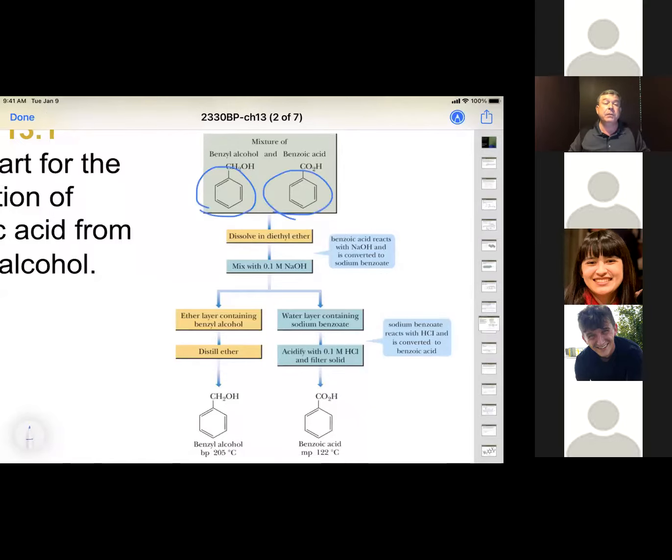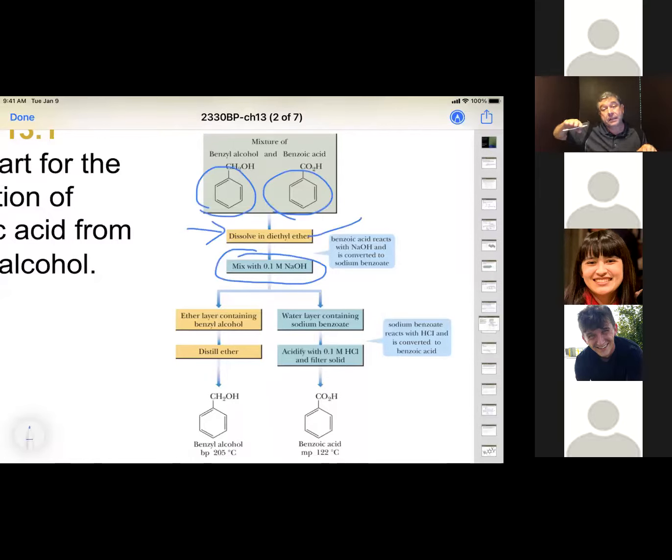We dissolve it in something that isn't water. Then we use a base to pull the carboxylic acid into the water layer, making it soluble only in water. And when the carboxylic acid is soluble in water, we can separate the two. In this case, we have ether, something that doesn't dissolve in water. So we'll get two phases and we can separate them. All of the alcohol is left in that non-water phase, in this case our ether phase. Now our alcohol is completely separated from our carboxylic acid.